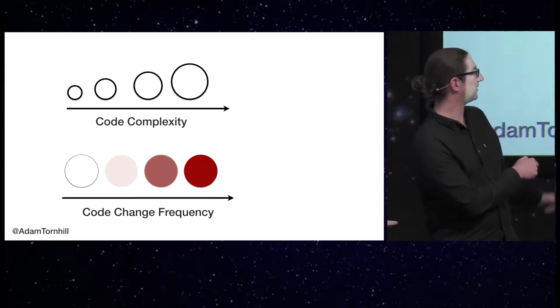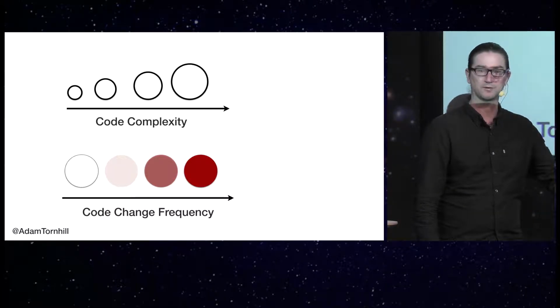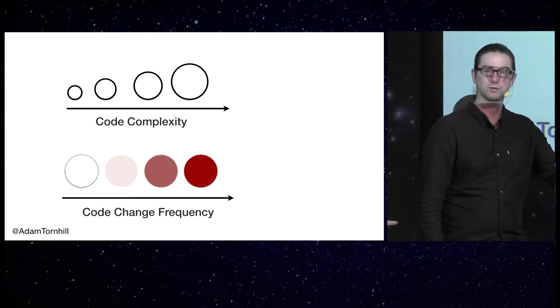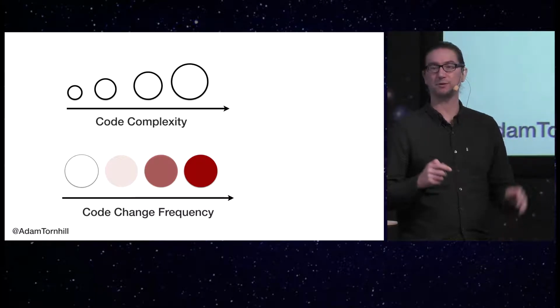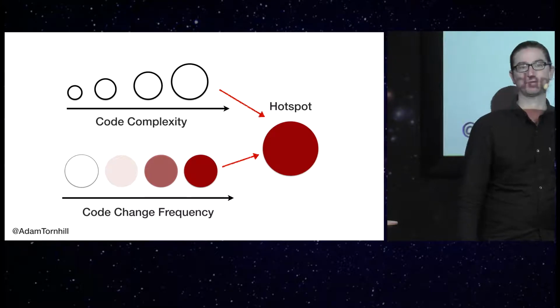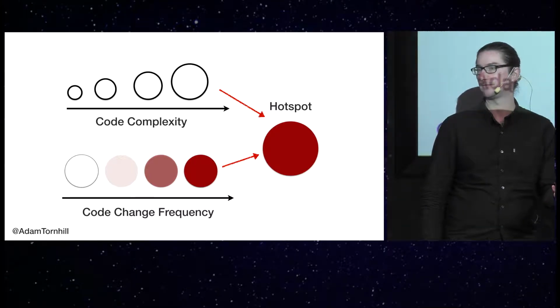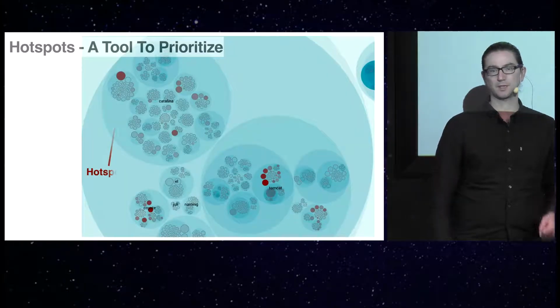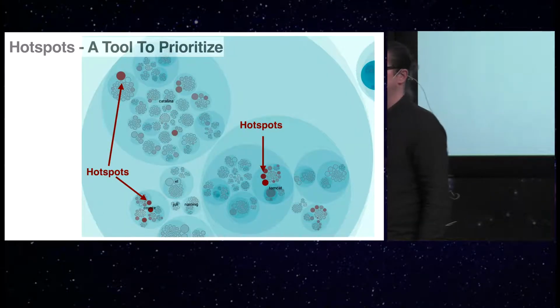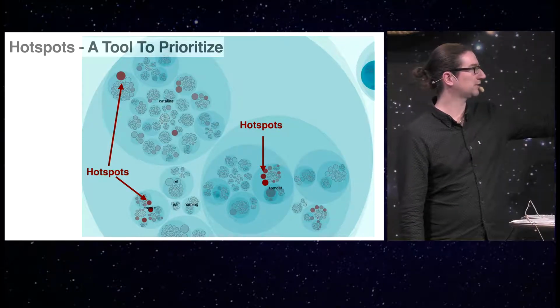So we visualize that using color. The more red something is, the higher the change frequency of that code. The more often we work on it, the more commits we do. And the interesting thing is when we combine these two dimensions, because now we're able to identify complex code that we have to work with often. And that's our hotspots. So let's return to Tomcat.